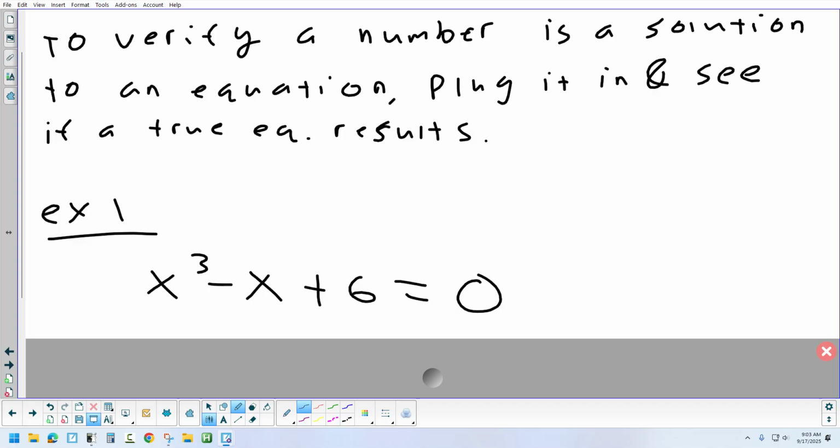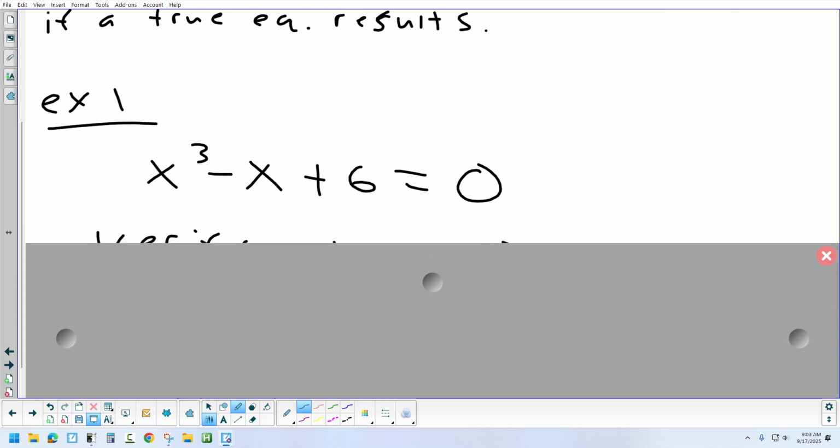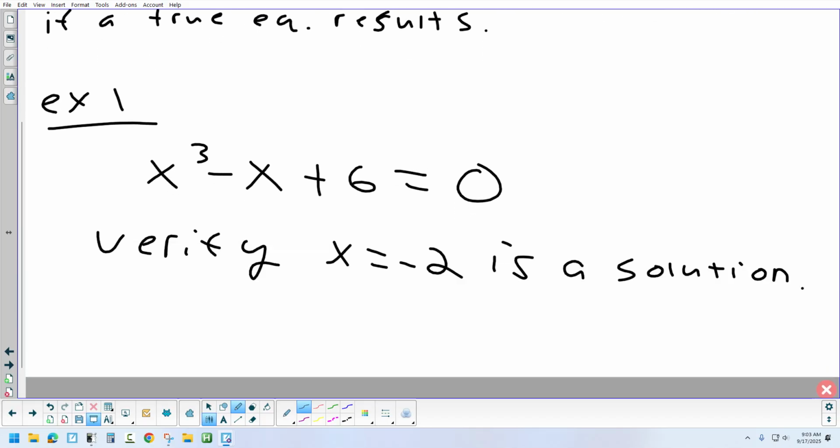I'm not saying you can't solve cubics. Some of them you can solve very easily if certain things happen. But in general, unless something special happens, a cubic could be a harder equation to solve algebraically. There is a formula to do cubics, like the quadratic formula, but it's generally not a formula we use. It's a little bit lengthy, but there is one you can use. The goal in this one isn't to solve it. It's just to verify that -2 is a solution.